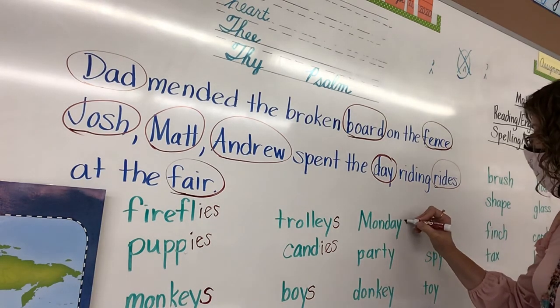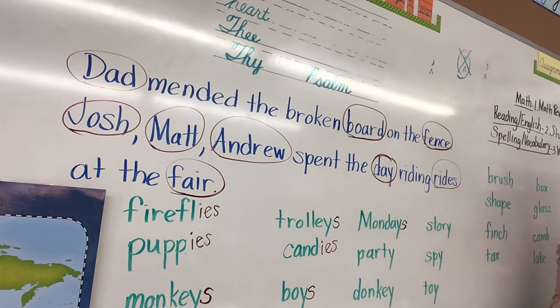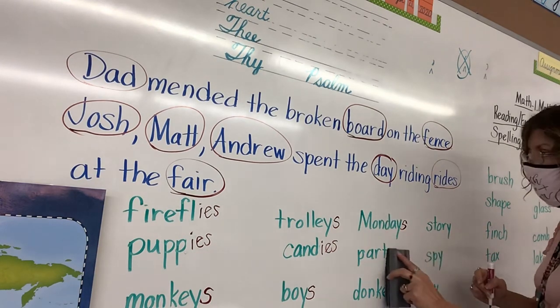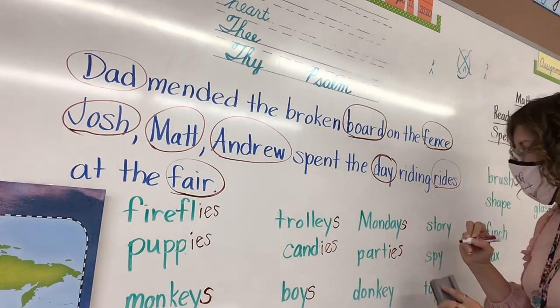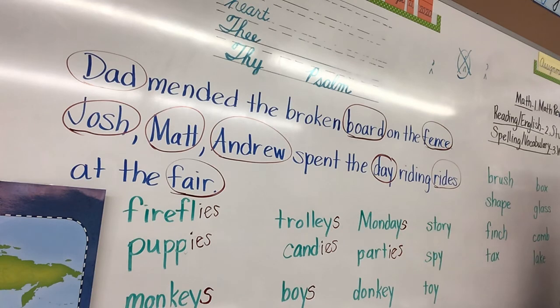Just add S. What's the next word? Party. What's in front of the Y? T. Jonathan, eyes here. What are you going to do? Change the Y into an I and add ES, because T is a consonant.